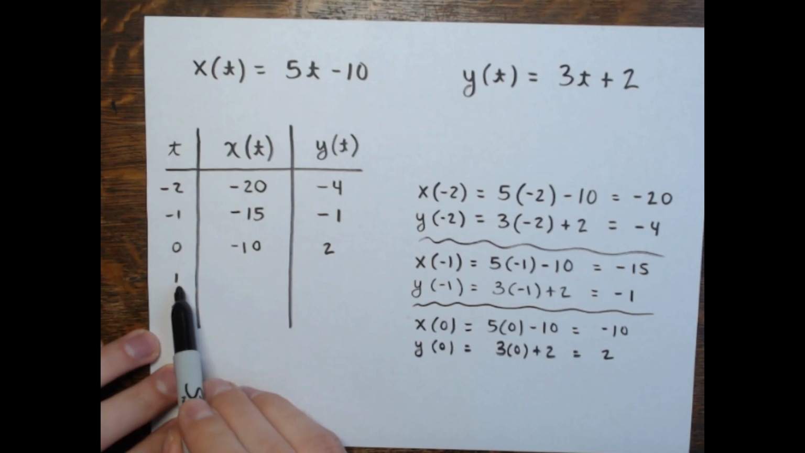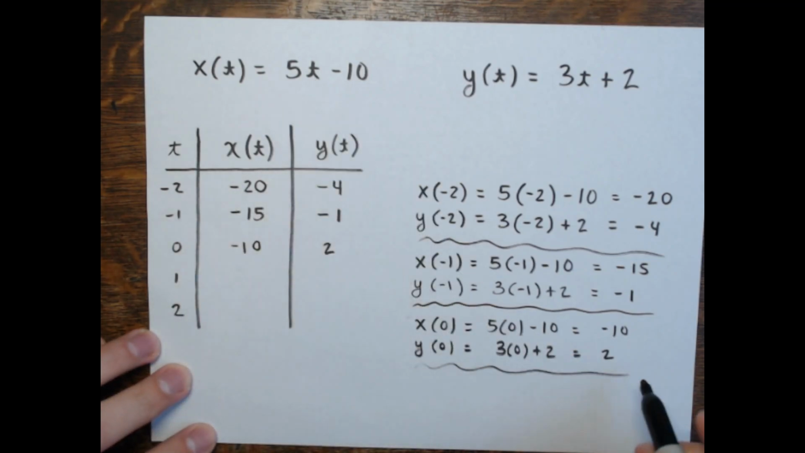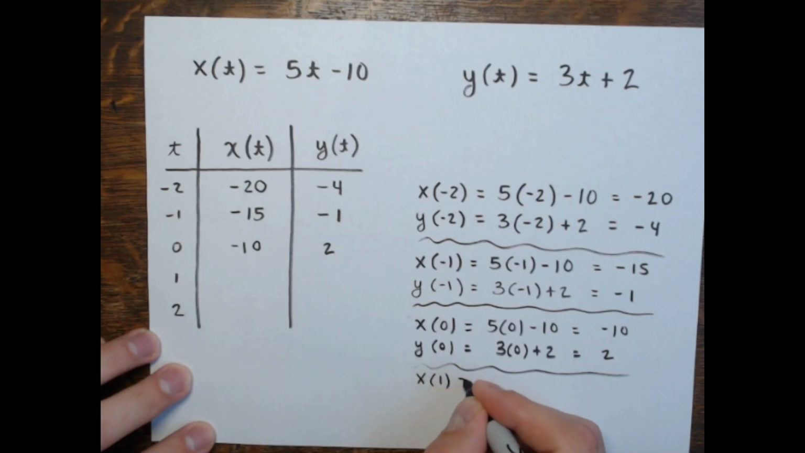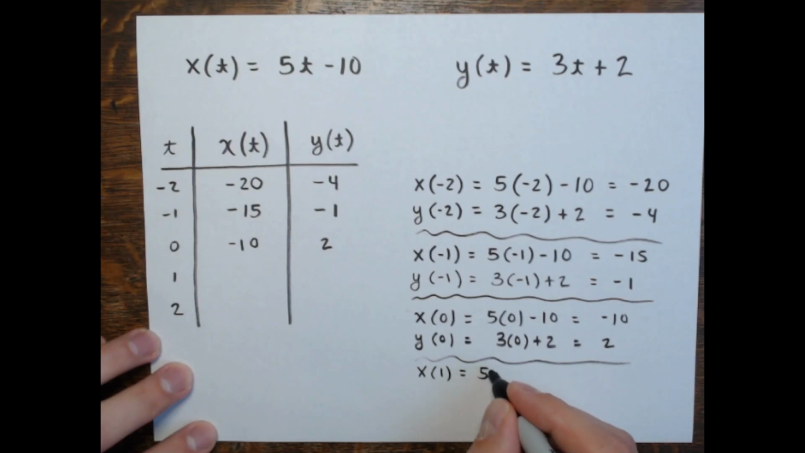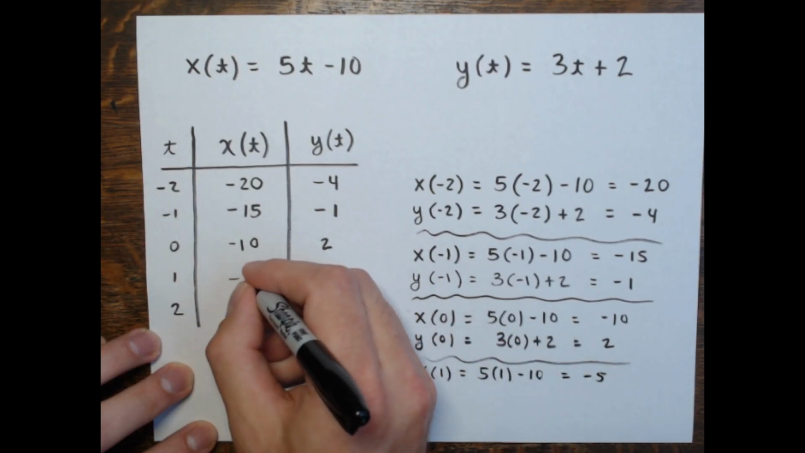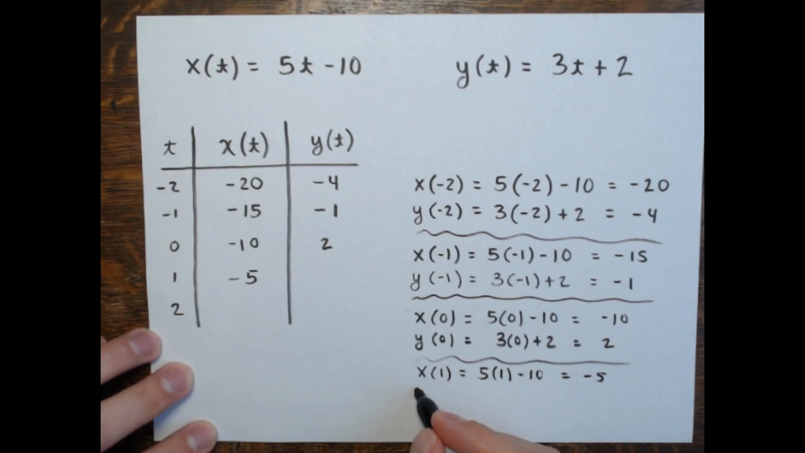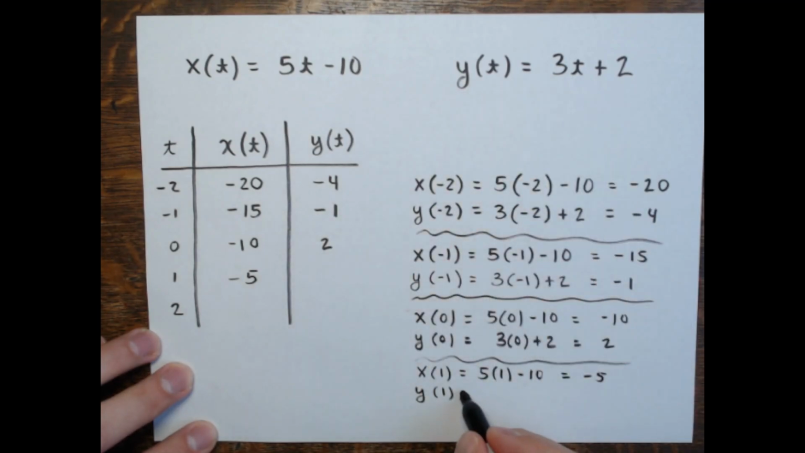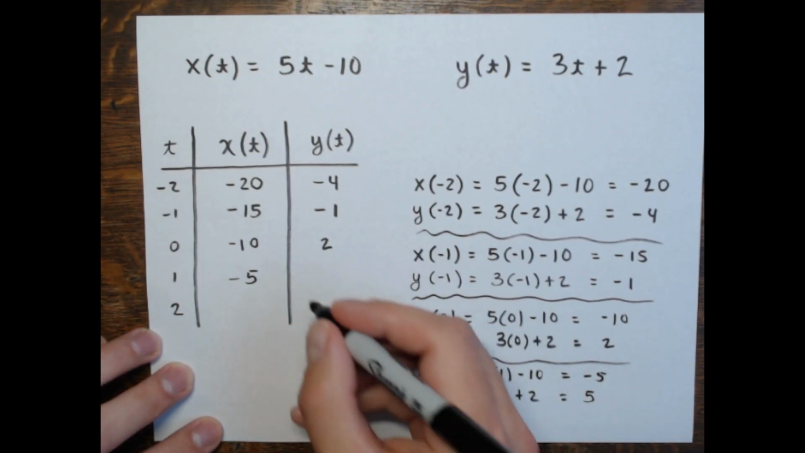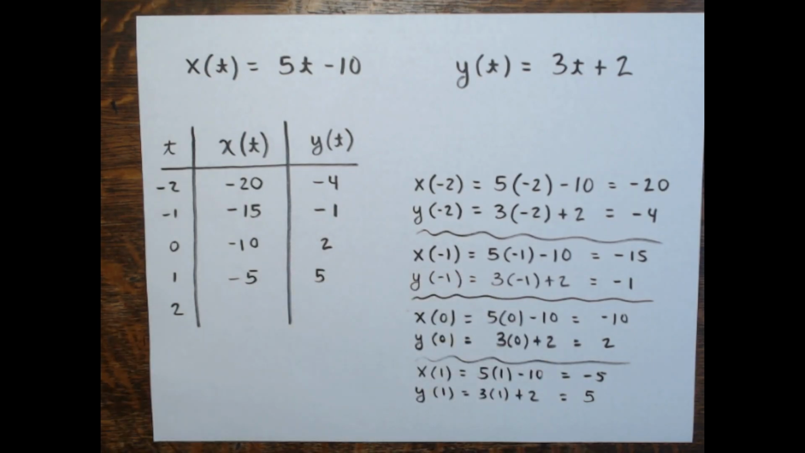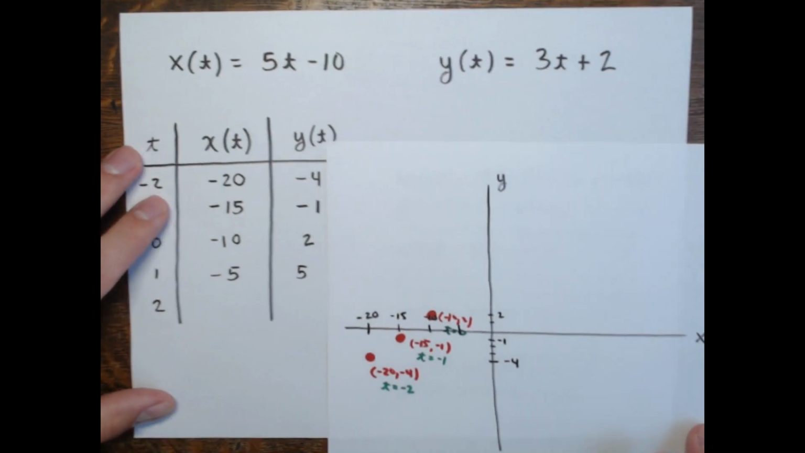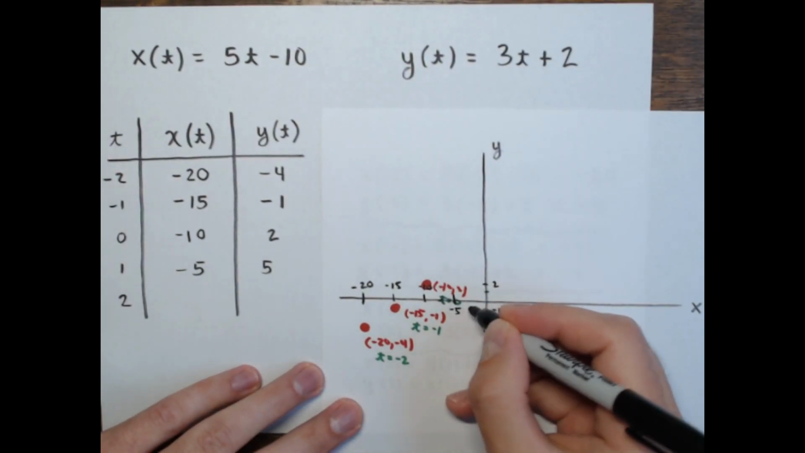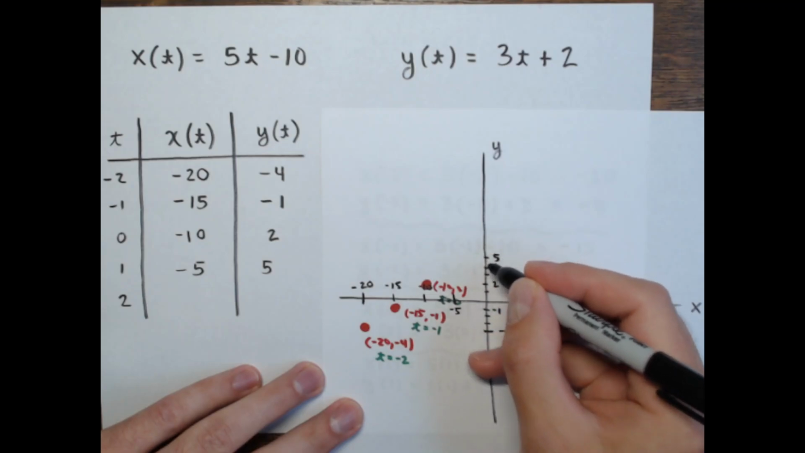Then when the value of t is 1, the value of x when t is 1 is 5 times 1 minus 10. 5 minus 10 is -5, right? So -5 for that. And the value of y when t is 1, the value of y at 1 is 3 times 1 plus 2, which is +5. So -5 for x, +5 for y. I'll label that once more, draw a little point. So -5 for x, +5 for y.